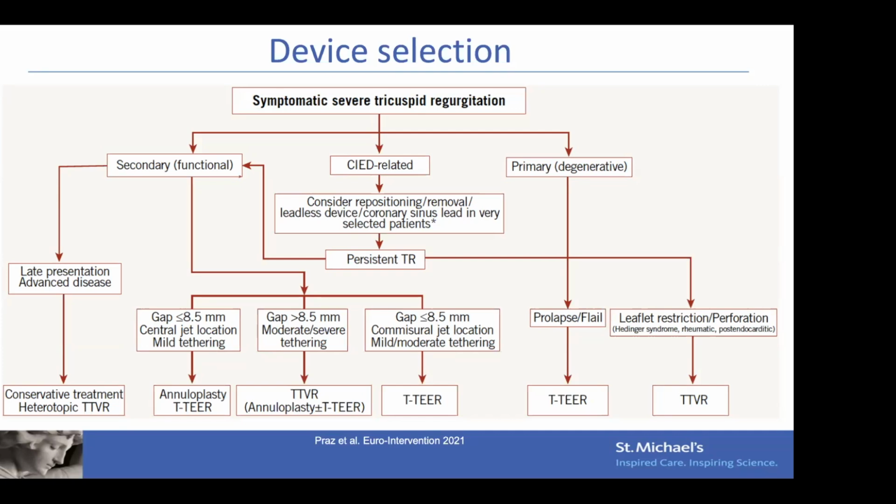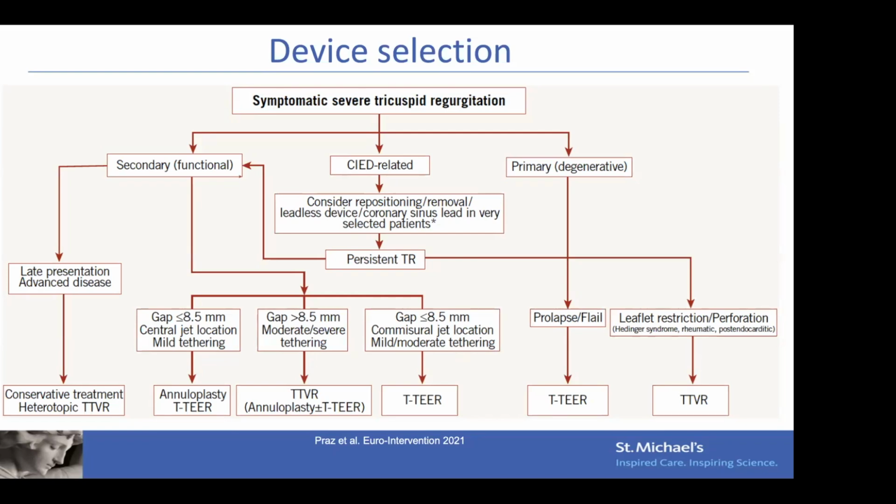it's mainly the gap size which will determine the approach. If it's less than 8.5, and when the jet is commissural and there's only mild to moderate tethering, then TEER can be attempted. If the gap is large, or whenever there's moderate or severe tethering of the leaflet, then valve replacement would be a better option. Obviously, when patients present really late, or the disease is advanced, and when there's severe RV dysfunction, then orthotopic valve implantation is not feasible anymore, because of the risk of afterload mismatch and RV failure. And there you can either opt for conservative palliative treatment or a heterotopic TTVR if that anatomy is suitable.